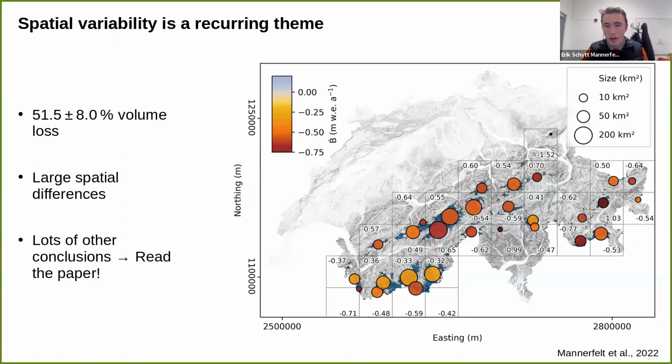So looking across Switzerland, we found a 52% volume loss. But at individual regions, this varies quite a lot. So close to Grosser Aletsch glacier, it's close to 0.7 meters water equivalent per year of loss, whereas in the Valley Alps further south, it can be almost half. So that was interesting, and we found some correlations between different geometrical properties, but it certainly needs more research. But if you're interested in this, please read the paper and have your own opinion.